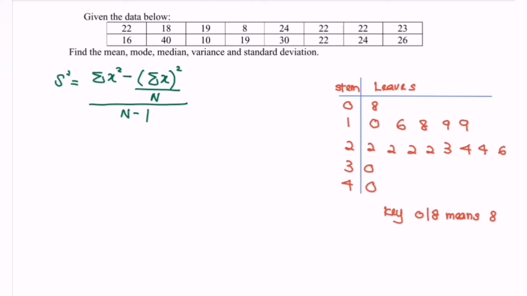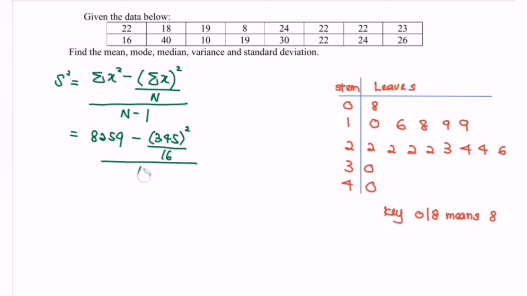Kindly substitute the value of x squared. That means every entry we need to square and then sum up. Referring to the calculator, the value will be 8259 for the summation of x squared, minus the summation of all data, which is 345, squared, over the number of entries, which is 16.